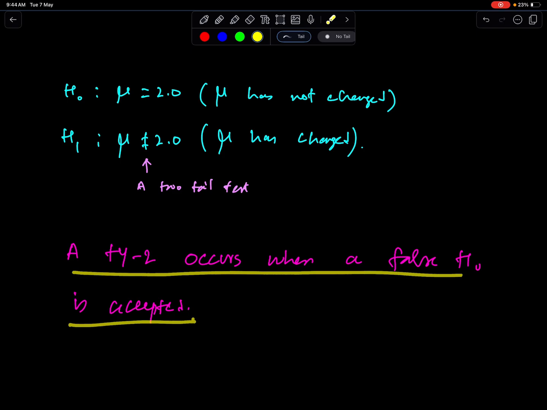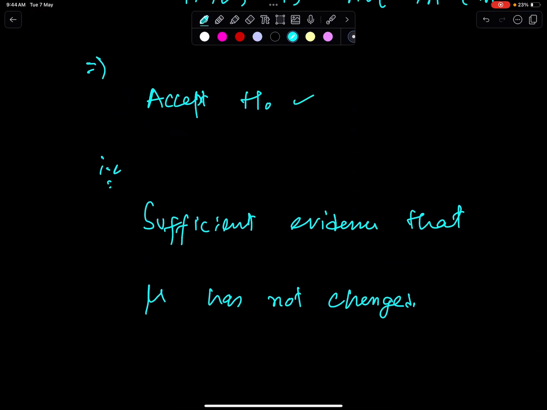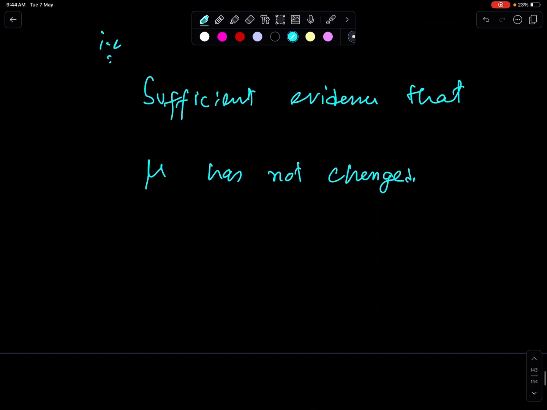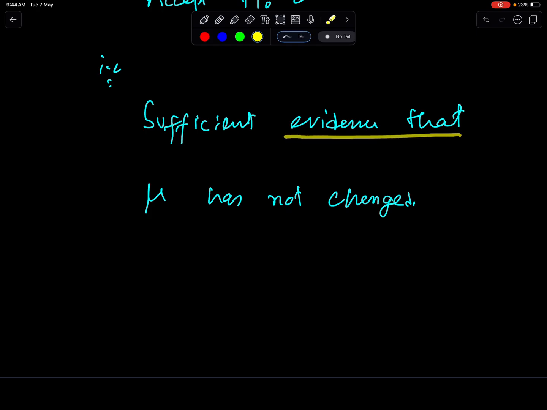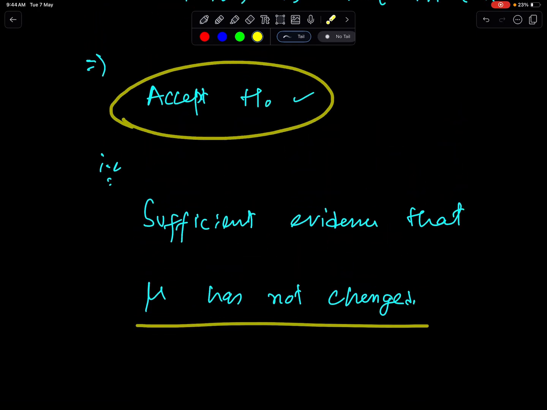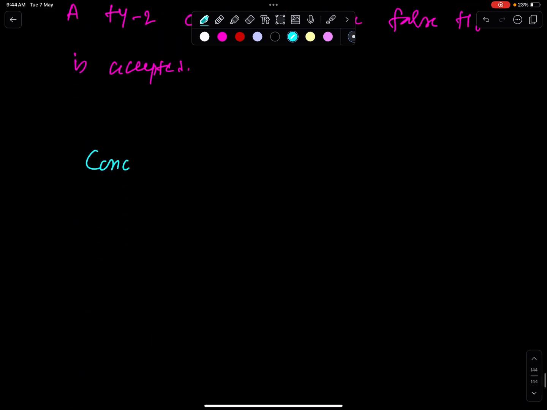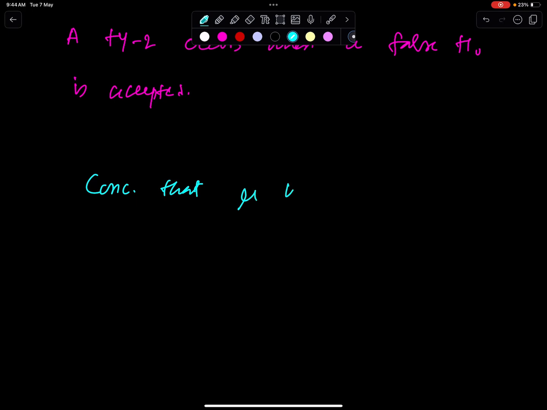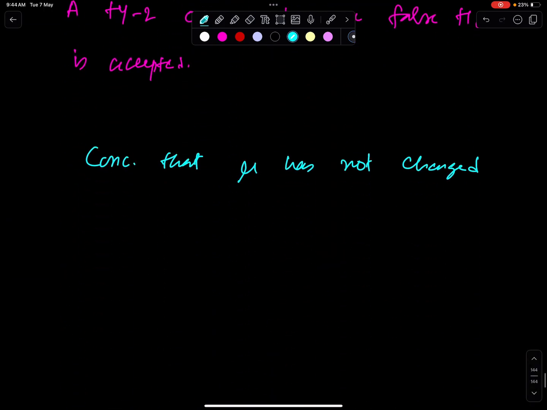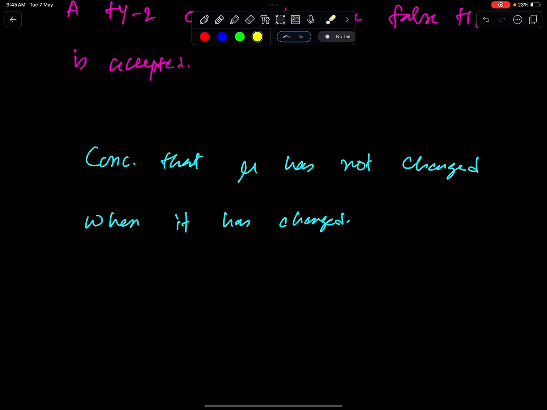A type 2 error occurs when a false H0 is accepted. We accept H0, so a type 2 error can be made. So just mention this thing here: concluding that mu has not changed. You accepted this. Accept H0 means evidence that mu has not changed. So mention this here. Concluding, just copy this line: concluding that mu has not changed. This is the conclusion of this part. But since this is an error, so mention this: when it has changed. So this is the way to describe type 2 error in the context of the question.